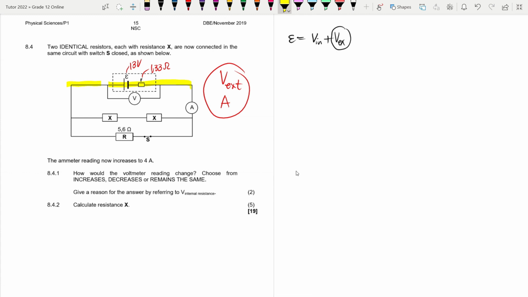Remember, yes? What exactly is V internal? Because I think part of the reason why I struggle with electric circuits so much is that there's a lot of things to remember. So I want to know what exactly V internal is. Okay, let's talk about that.